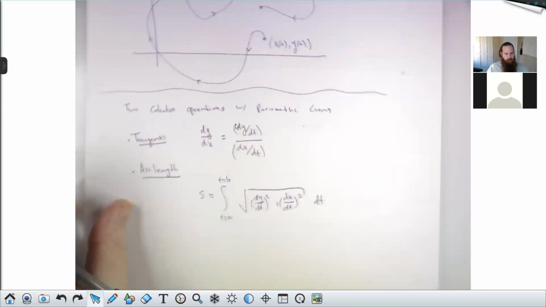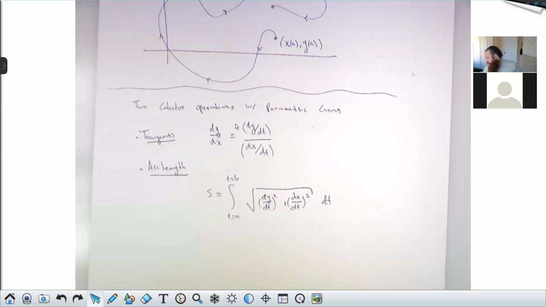I'll leave this here for a second if you're writing over this. This isn't calc, is it? It's pre-calc. Yeah, okay.